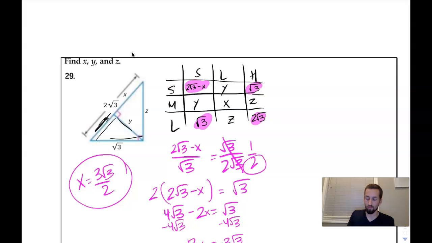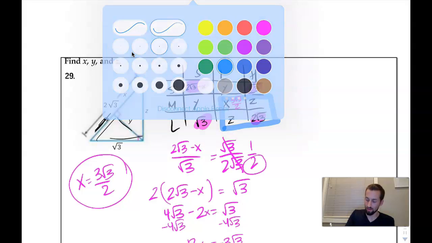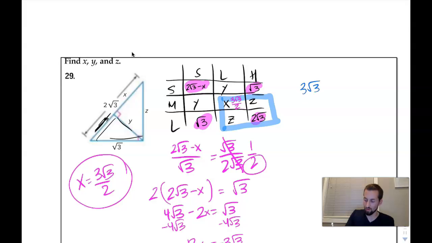Okay. So then I would plug it into one of the places. You could plug it in some other places. I'm going to plug it in here, 3 the square root of 3 over 2. And then what I would do is I would do this little section here. And so what that would look like is 3 the square root of 3 over 2 over z equals z over 2 the square root of 3.